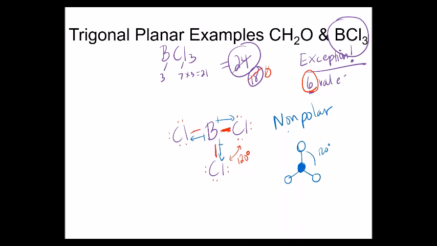Last thing to look at is the bond and the bond type. What do we got going on here? We have 3 sigmas, good. What type of sigmas? We're talking the trigonal planar domain. Yes, we have 3 sp2 sigma bonds. Exactly correct.